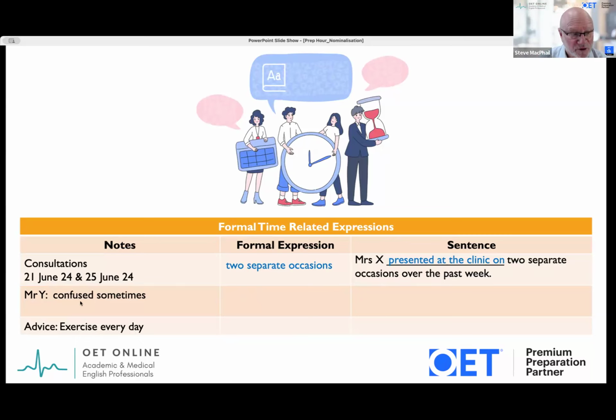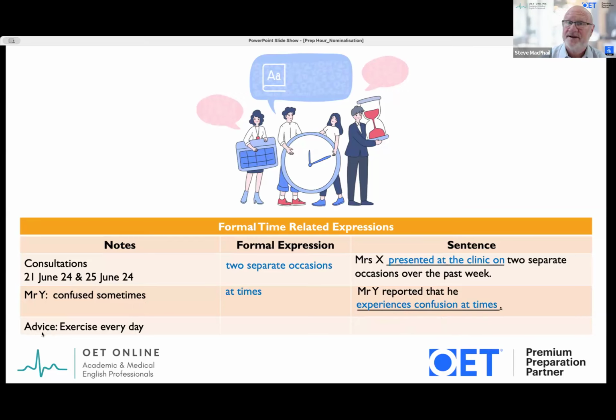Now, Mr. Y, confused sometimes. Sometimes is a bit informal, so we don't want to use that word. At times, much better. Mr. Y reported that he experiences confusion at times. So there's 2 good things going on here to formalize your writing. One is the verb experiences. We experience confusion. We experience pain. So this is good collocation. Verb plus noun, formal style, formal writing style. And at times is much better than sometimes. Just formal expression to add to your writing.